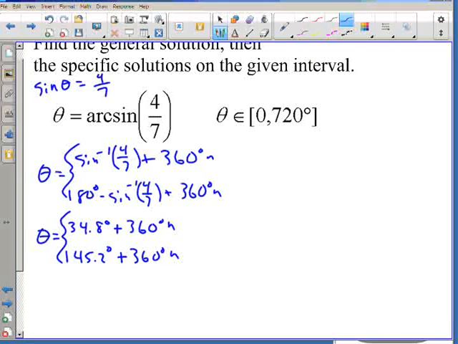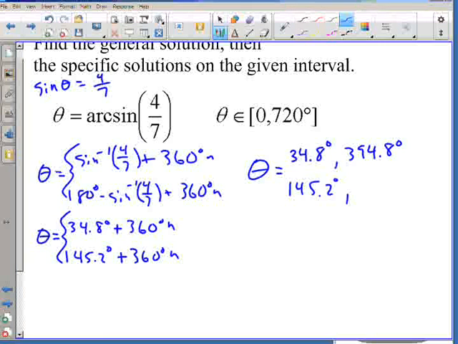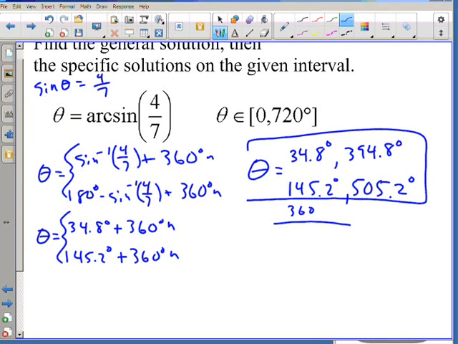So let's use this to generate our values. Theta will equal obviously the 34.8. If we added 360 to that, we'd get 394.8. As well, the 145.2, add 360, we'd get 505. And there's our answer.